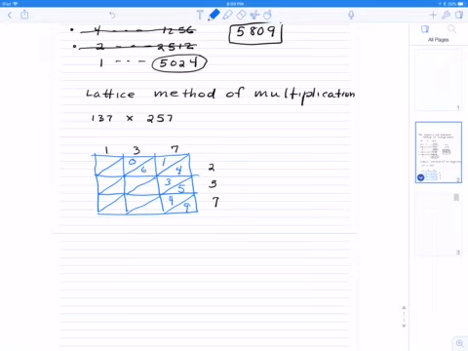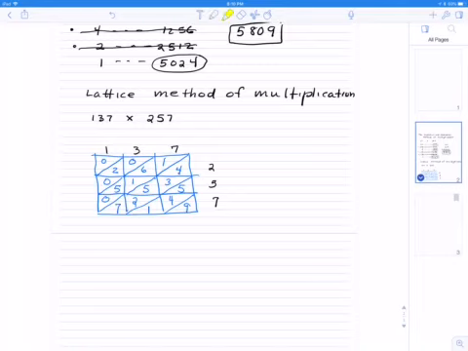5 times 3, that's 15. 7 times 3, that's 21. So we're just multiplying normally, just kind of matching the top number with the row. So 2 times 1, 0, 2. 5 times 1, 0, 5. 7 times 1, 0, 7.